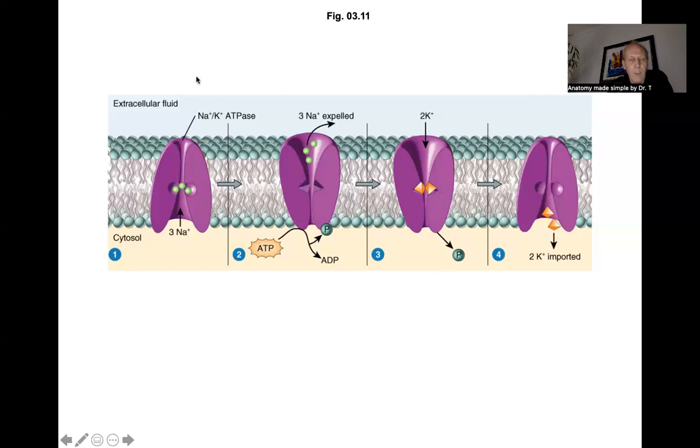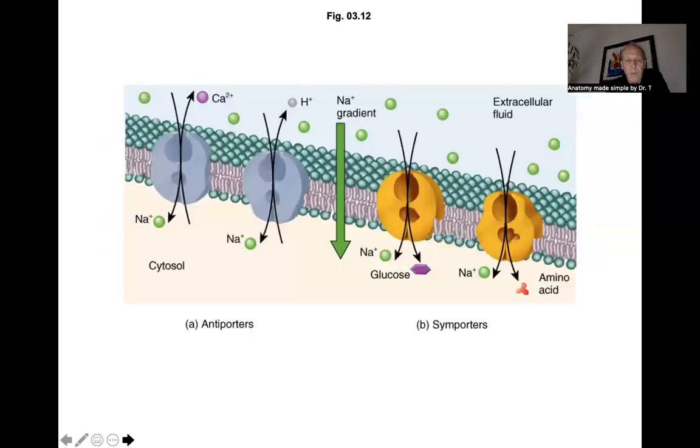Sodium is exported against its own concentration gradient into ECF, where it's already present in a high concentration, and potassium also becomes imported against its concentration gradient, because we already know potassium is the major intracellular positively charged ion. So this is an example of active transport, which really handles the 2 most abundant ions, sodium and potassium.